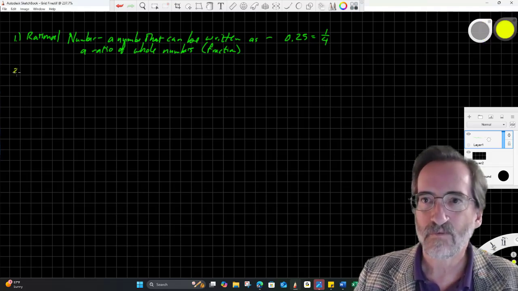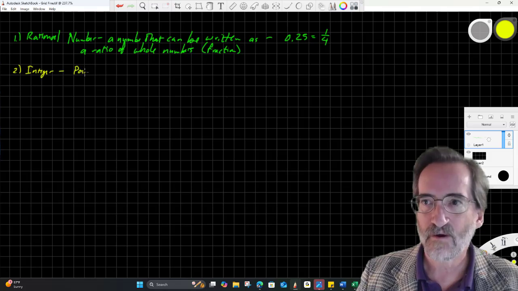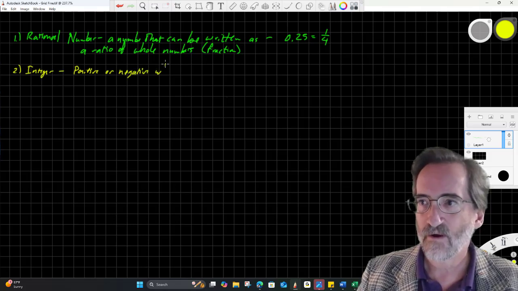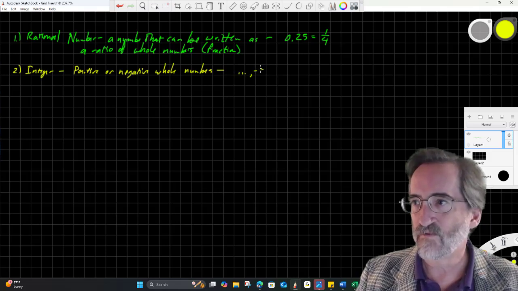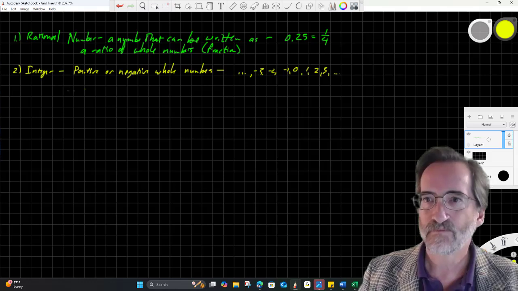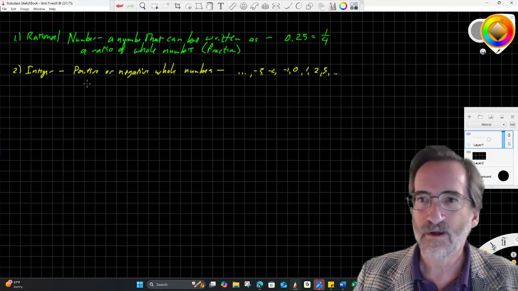Two, integer. Positive or negative whole numbers. -3, -2, -1, 0, 1, 2, 3, ... Integers. Positive or negative whole numbers. 3.